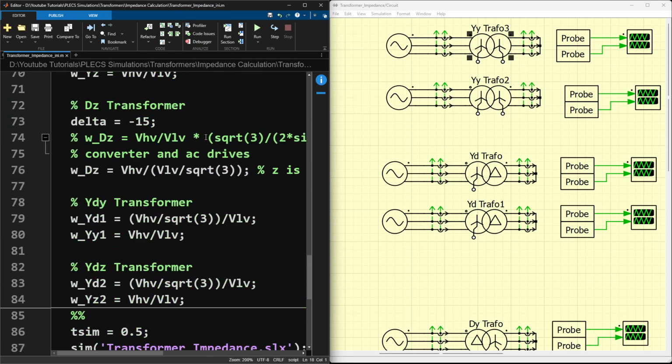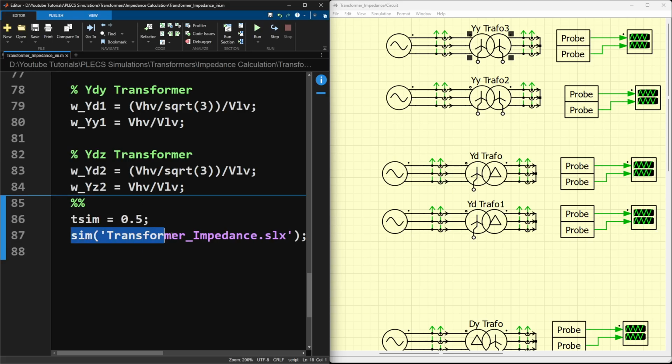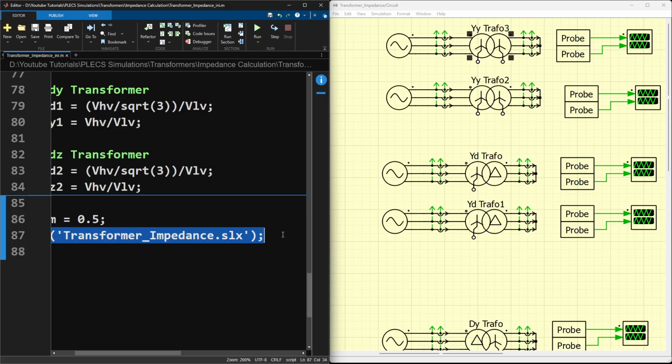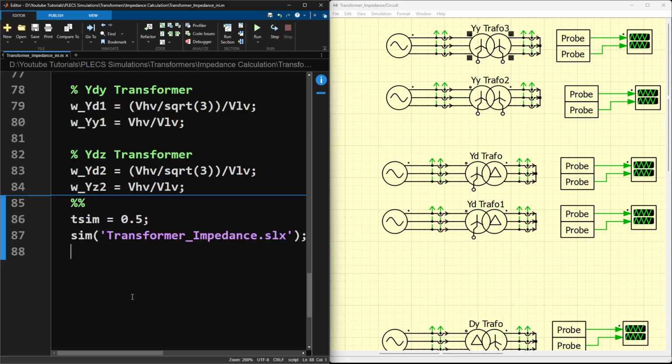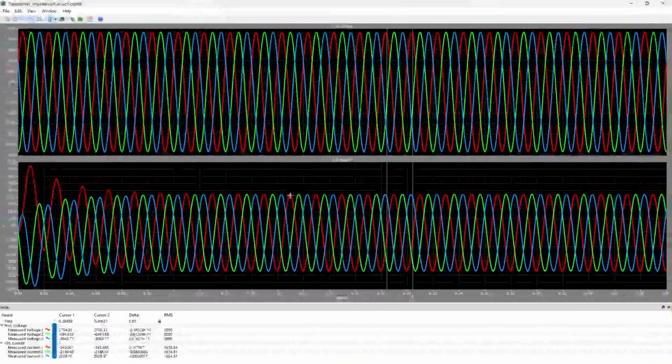For that, we have the command here, sim, and the name of the model in Simulink. If we run it, I have already prepared 2 probes. One measures the voltage of the primary side and the second measures the current of the secondary side. It's true for all the other remaining configurations as well. If we open the scope, the first one is the high voltage side voltage.